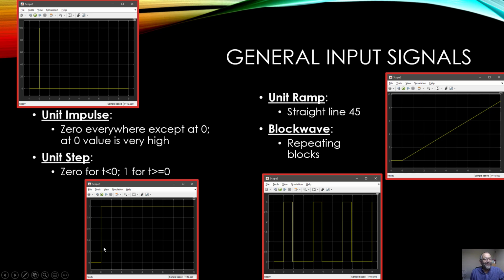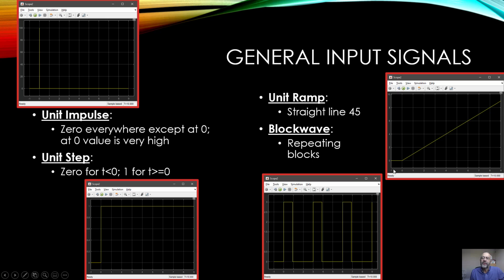And also for the unit step function, this must happen at time 0. If it is not happening at time 0, it's not the unit step function. We also have the unit ramp, which is 0 in the beginning, and then from a certain moment on starts increasing in a linear way. So this is a straight line, going up in a straight line.